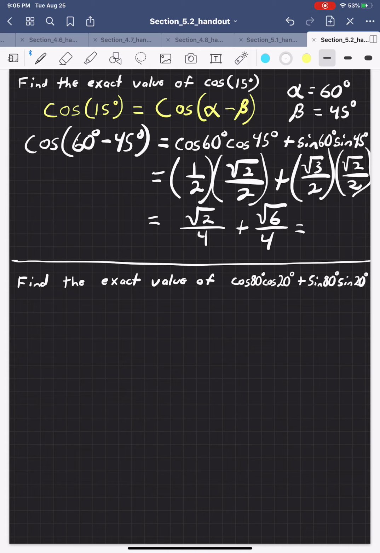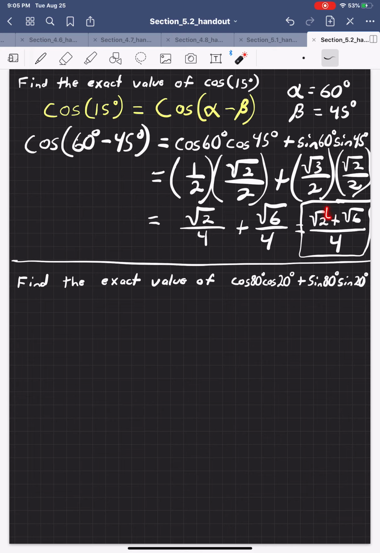All right, so we can write this, and honestly, I'm fine once you get to here, square root of 2 over 4 plus the square root of 6 over 4. But we can combine them. We could write that as the square root of 2 plus the square root of 6 over 4. Please understand, this is the answer I'm looking for.